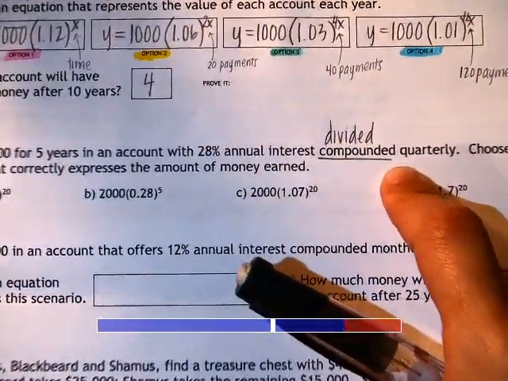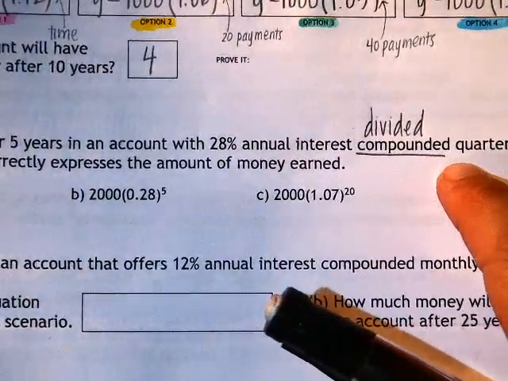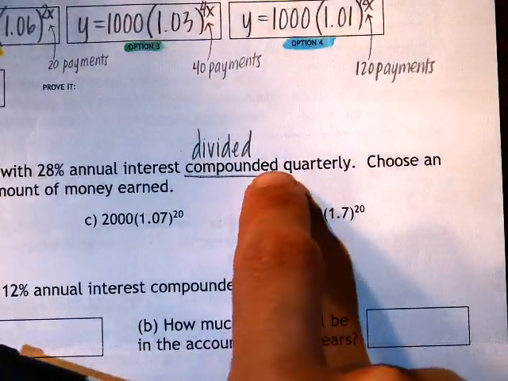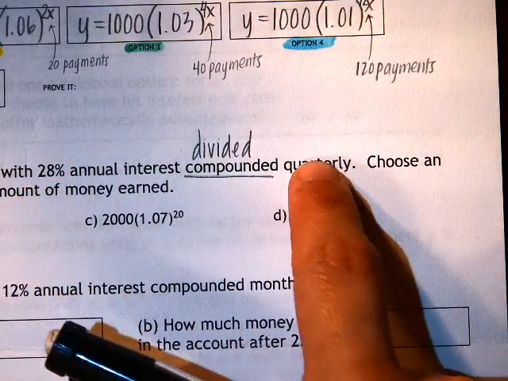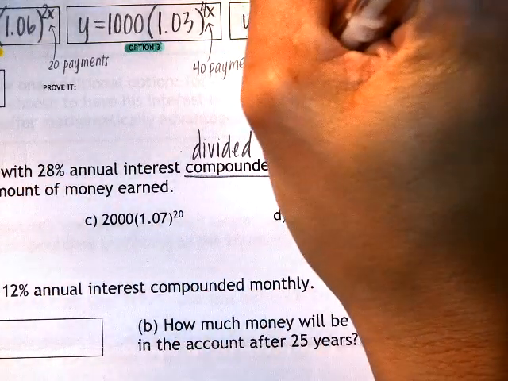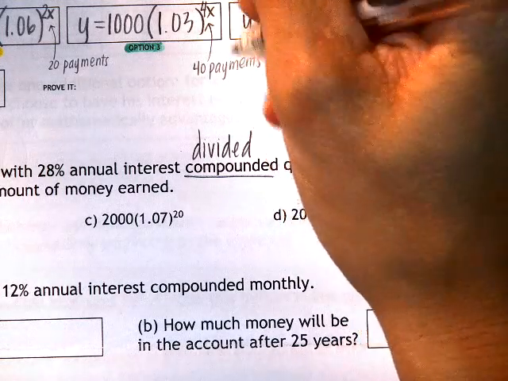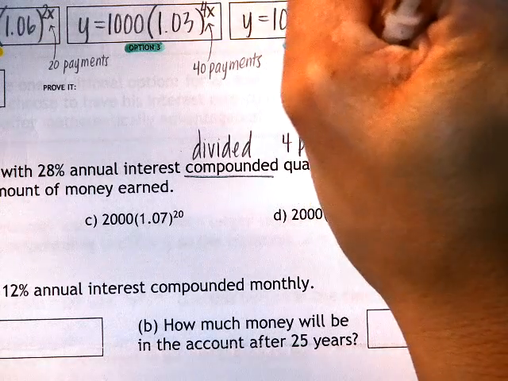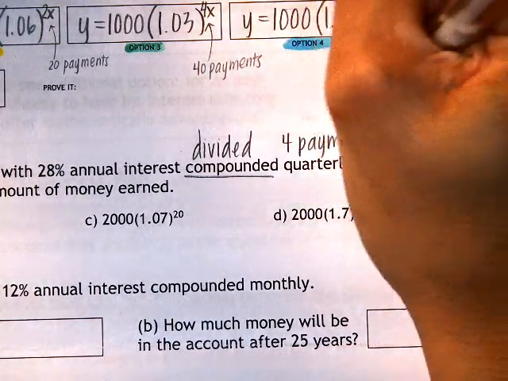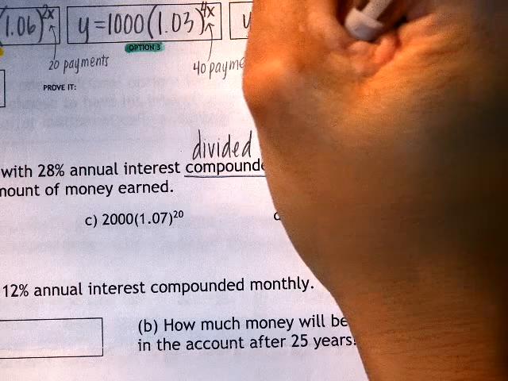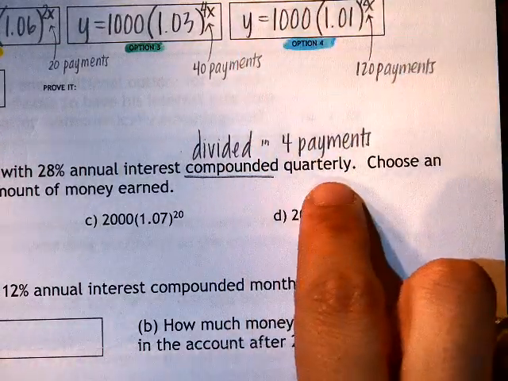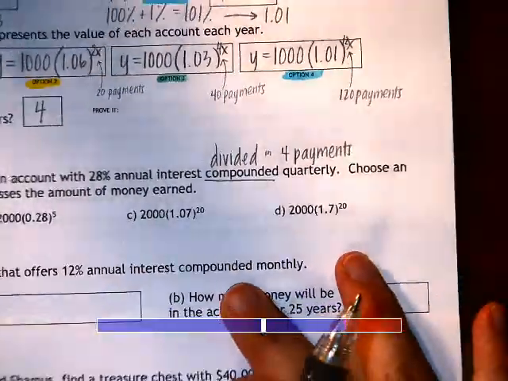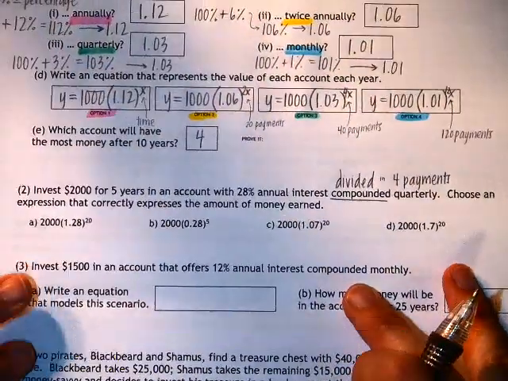The key word after the word compounded is the one that tells you how many payments you're going to get per year. So if I'm going to divide this 28% quarterly, I need to remember that there are 4 quarters in a year, so I'm going to divide this into 4 payments. Generally speaking, the word quarterly always means 4 payments. So compounded quarterly means divided in 4 payments. And that is really the first thing that I need to pay attention to.